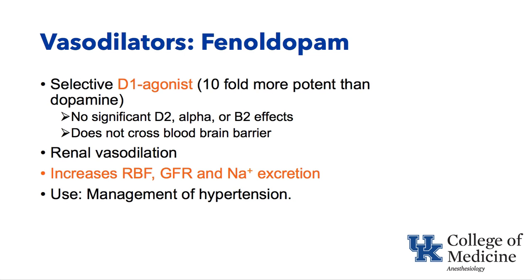Also, one of the major reasons fenoldopam was developed was to drop the blood pressure and to improve renal blood flow. Now, it causes renal vasodilation and does increase renal blood flow, glomerular filtration rate, and natriuresis, or sodium excretion, and can be used for management of hypertension in the operating room. The specific patient who might benefit from this would be the patient who has renal insufficiency, who is also hypertensive, and you want to use a temporary intravenous agent to drop the blood pressure but want to maintain renal blood flow. Fenoldopam might be that drug.